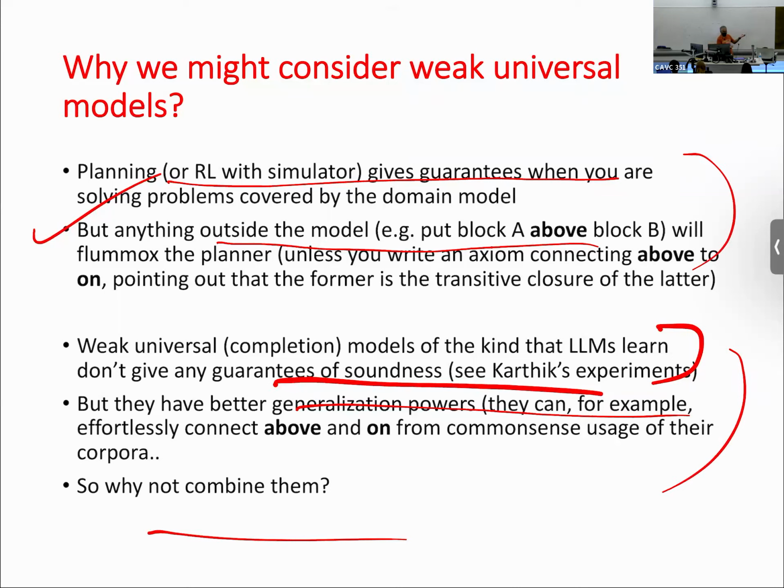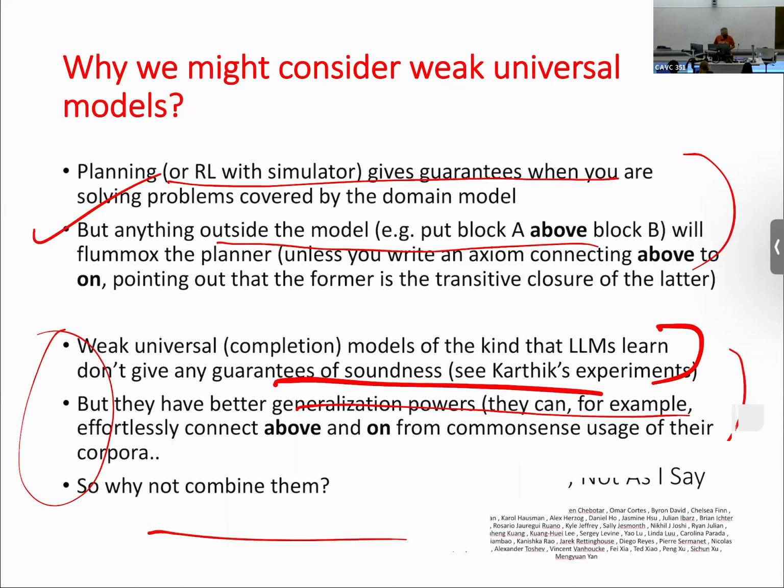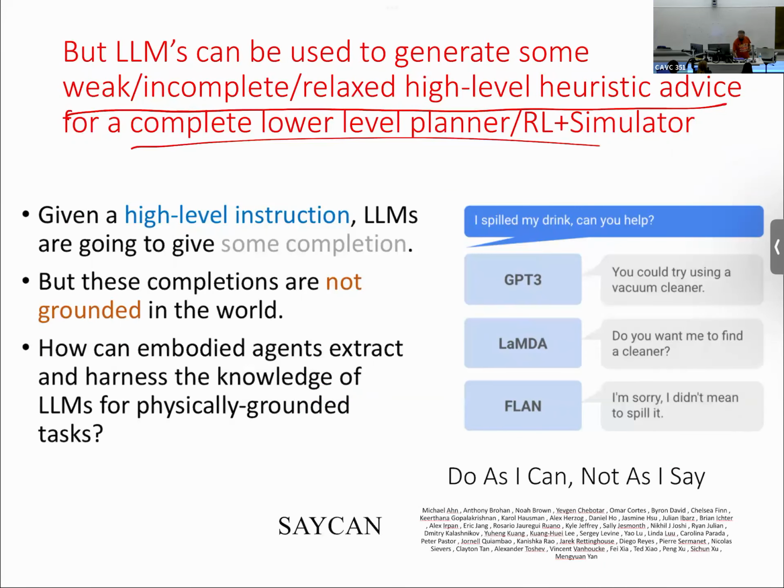In essence, this is sort of like what Lynn was doing, except in Lynn's case, he thought the higher level model is still being given by the human. Here you are saying the higher level model is whatever the LLM says the model is. If you do that, LLMs can be used to generate some weak, incomplete, relaxed, high level heuristic advice for a complete lower level planner or RL plus simulator.